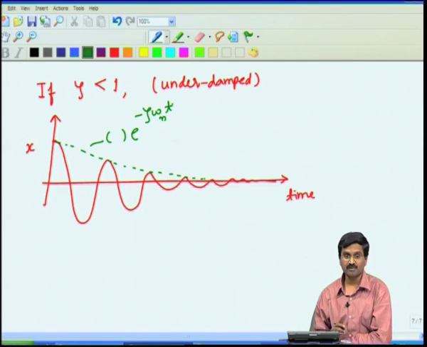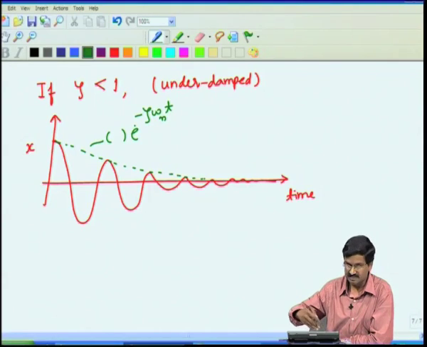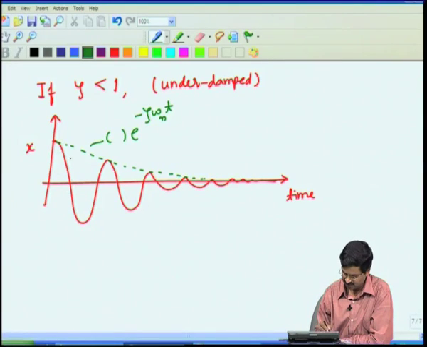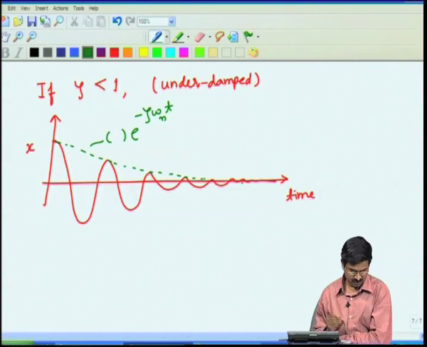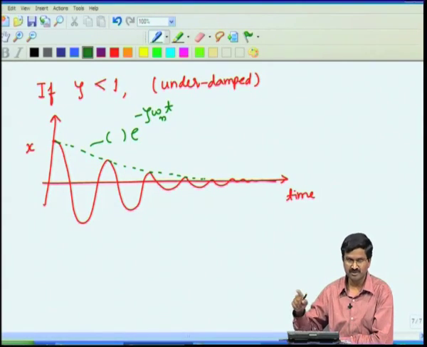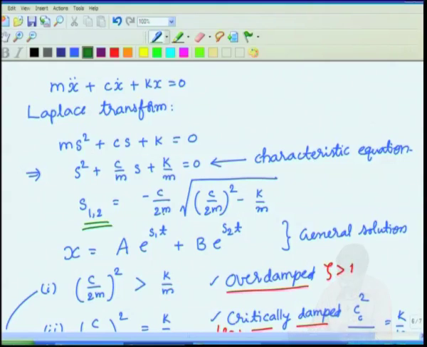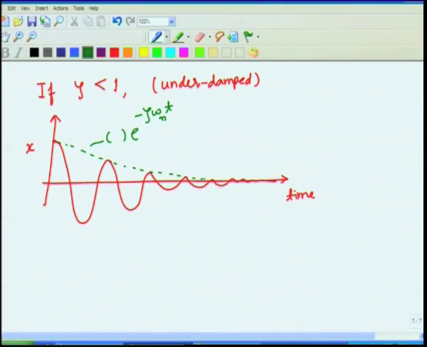We already talked about what omega n is, the natural frequency. Now, the amplitude is decreasing exponentially, from here to here to here to here, that is what we see. So, if I were to look at the solution, we have the S1 and S2 that we have derived here. If we substitute them back into the general solution that we have written over here, we get something like this.